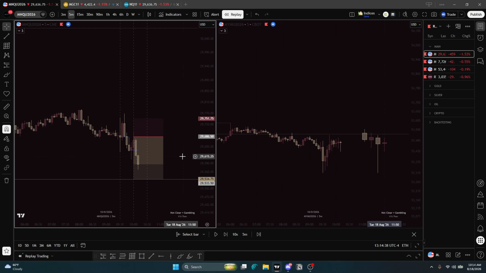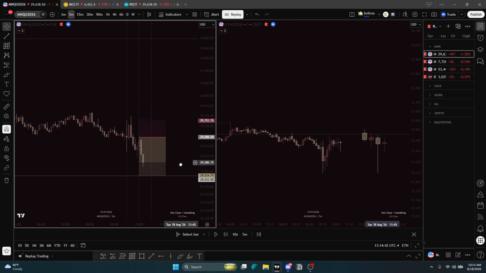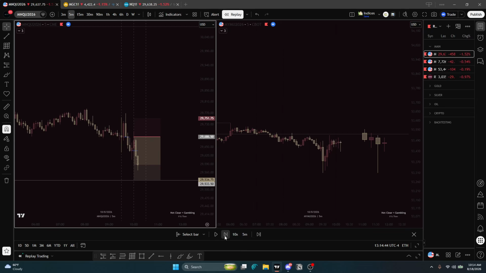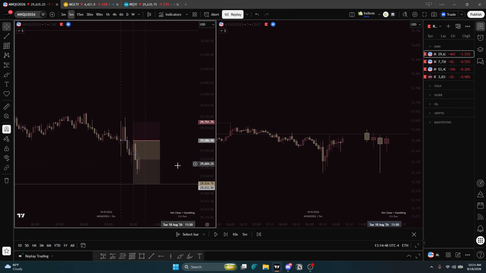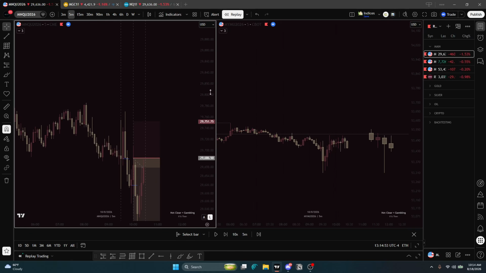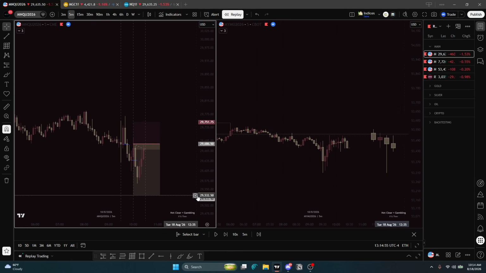And now at this point I would be stress-free because the bag is secured, right? I mean, if I get stopped out at break even, it doesn't matter. So price should respect the mean threshold of the CST here anyways. If it doesn't, that's an invalidation. Price nevertheless comes back up and would have taken my stop out at break even.